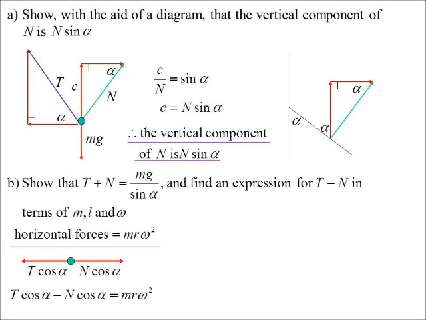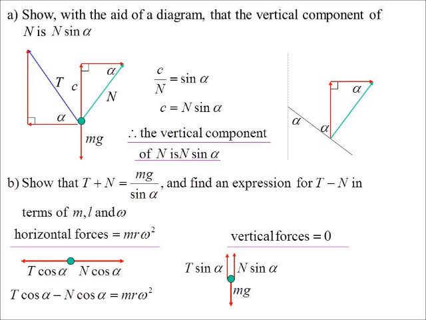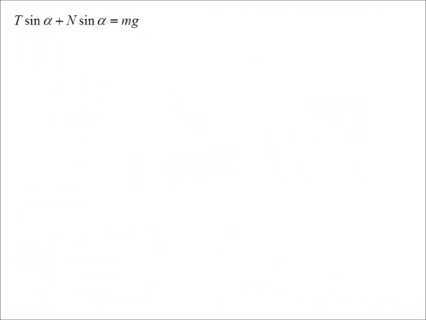All right, let's have a look at vertically. Vertically, it's still going to be 0. So we have the component of tension will be T sine alpha. We've got a component of the normal, and we've got gravity acting down. They will all sum together to give 0. Playing around with that, I get T sine alpha plus n sine alpha is mg. Now, what are we trying to find? We're trying to show that T plus n. Well, I think if you have a look at my vertical forces one, it's quite a simple thing. All I've got to do is divide both sides by sine alpha now.